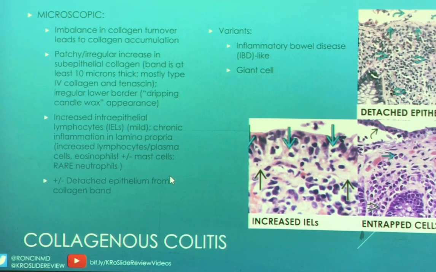You can see things like eosinophils in the lamina propria. You may or may not see mast cells. You should also have a lot of lymphocytes and plasma cells. So here we can see there's a lot of plasma cells in that case. And there are, of course, variants.